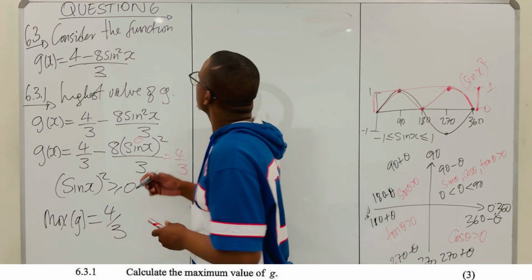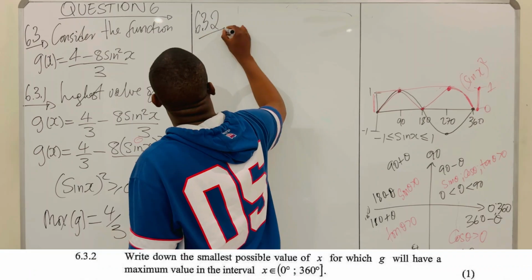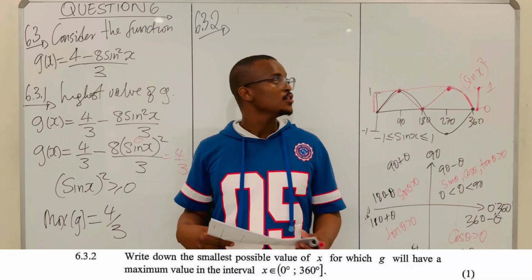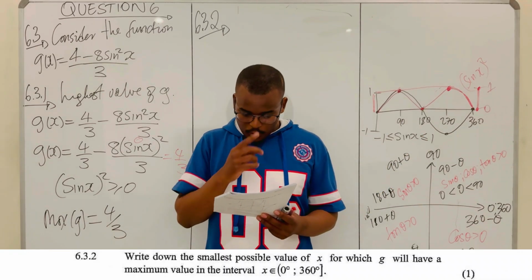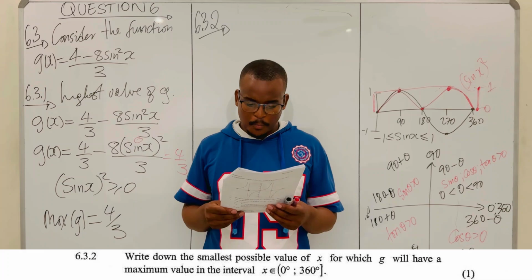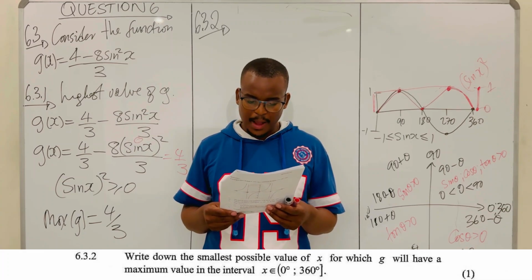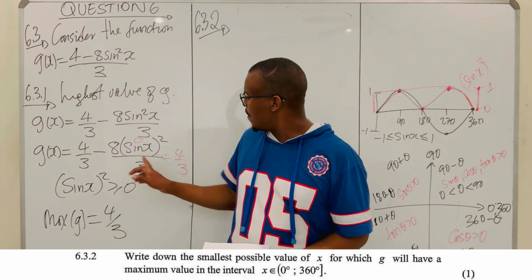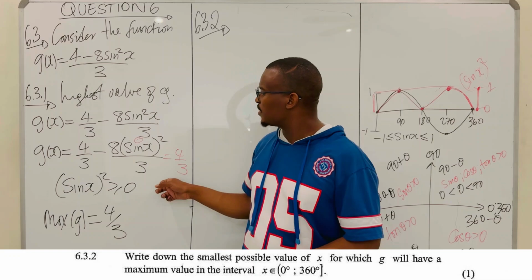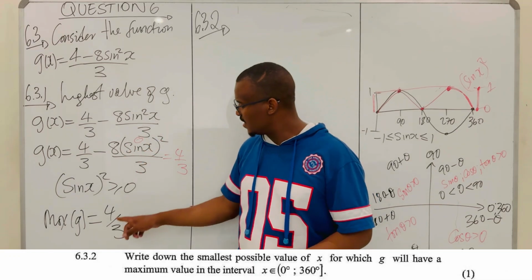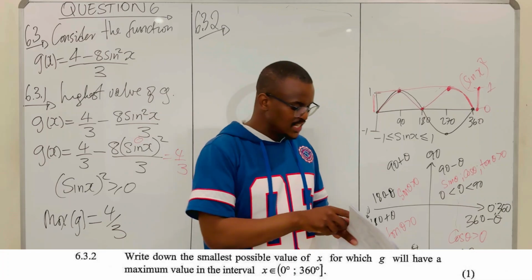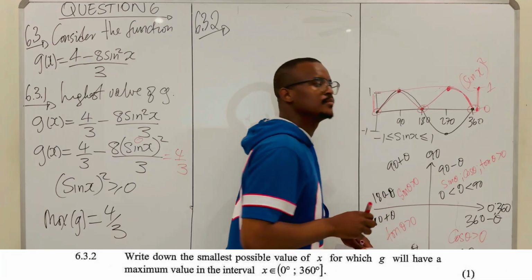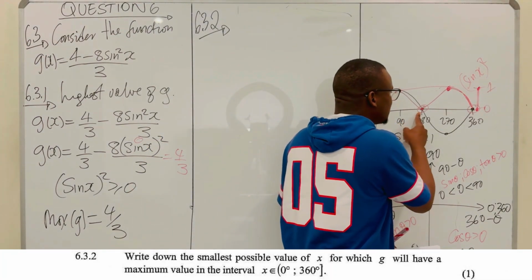So, I'm done with 6.3.1. Go to 6.3.2. So we did give a thought about that, because when they're saying causes of function, they wanted us to think about that function. So we thought about it. So yeah, they're saying now, write down the smallest possible value of x for which g will have a maximum value on the interval. So they want us to find the values of x where we're going to get 4 over 3. We said we're going to get 4 over 3 when sine squared of x is equal to 0. Sine squared of x is equal to 0 where? Here, here, and there. 0 at 0, 180, and 360.